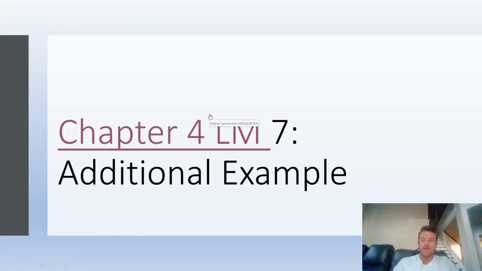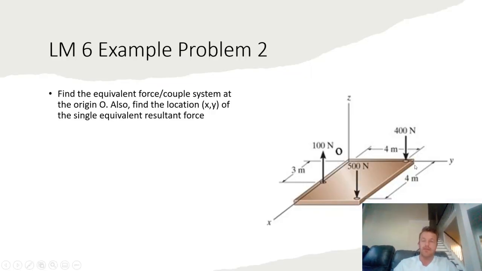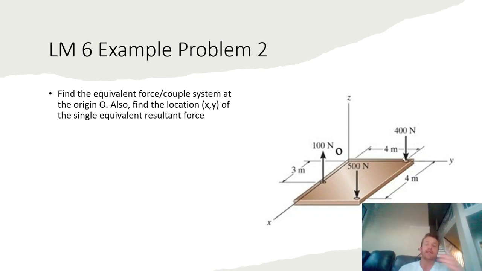So for this learning module, I wanted to go over an additional example of computing force couple systems at a particular point in 3 dimensions. So here we have 3 forces acting on a plate, and we're asked to determine an equivalent force couple system at the origin. And in addition, since these 3 forces are parallel, we know that we'll be able to actually reduce this system of forces to just a single force acting on a point, and we want to find the location of that single equivalent force.